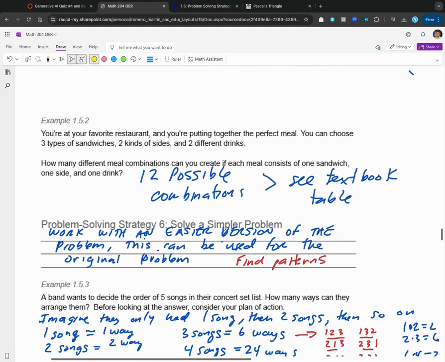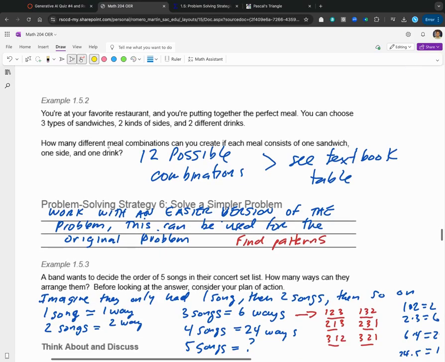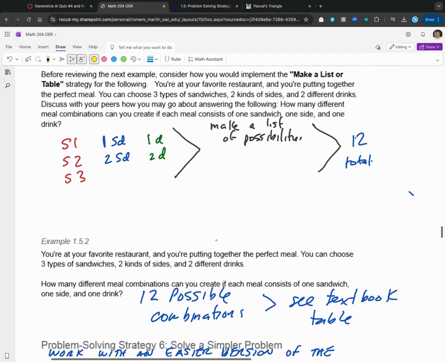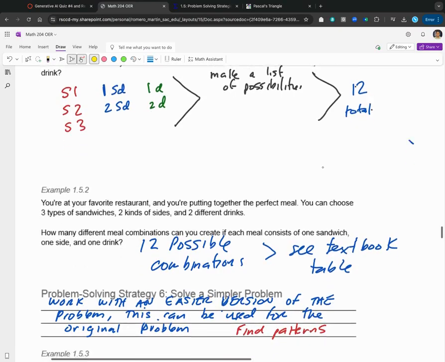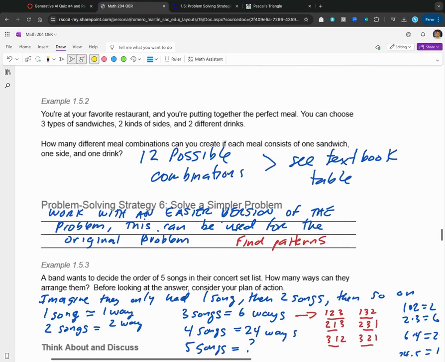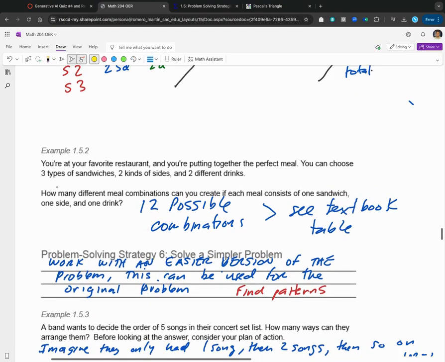So a classic problem is this simplified one, where we have multiple choices. In this case, a really simplified problem, 3 types of sandwiches, 2 kinds of sides, and 2 different drinks. How do we do it? Well, let's make a list of all the possibilities. Turns out there's 12 possible answers, right? When you group them together.